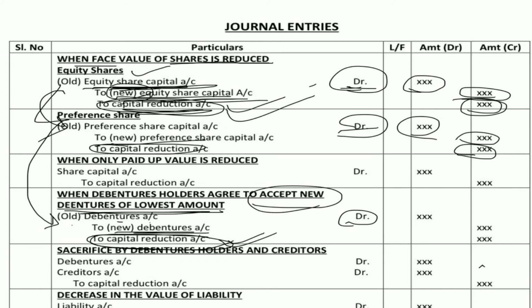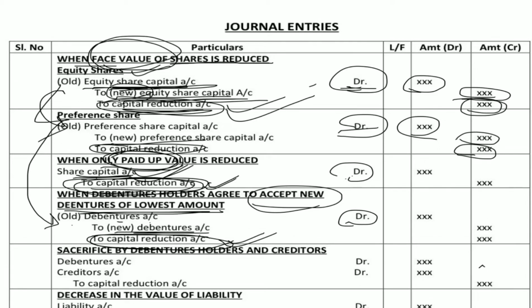Whenever there is a decrease in the face value, you need to scrap off the old share. But whenever there is a decrease in paid up value, then there is no need to scrap off the shares. So the entry will be simple: share capital account debit, to capital reduction account. Since liability is getting decreased, we have debited share capital, and the gain which the company gets will be transferred to capital reduction account.